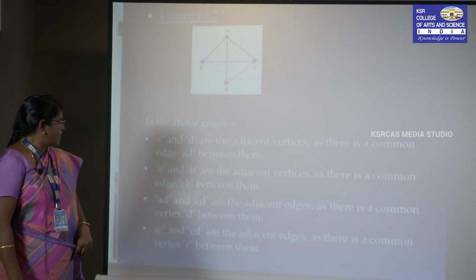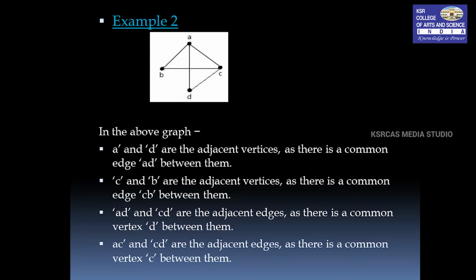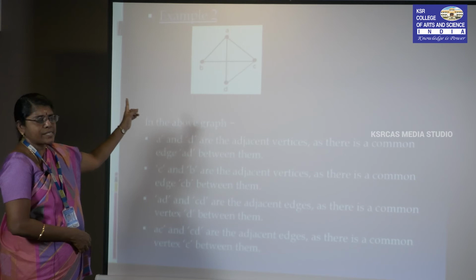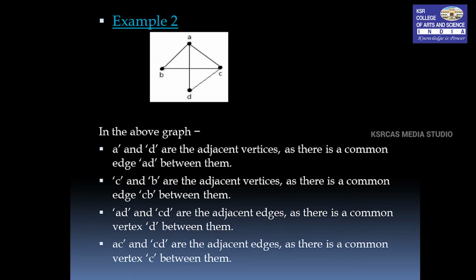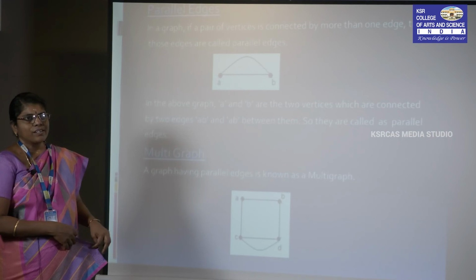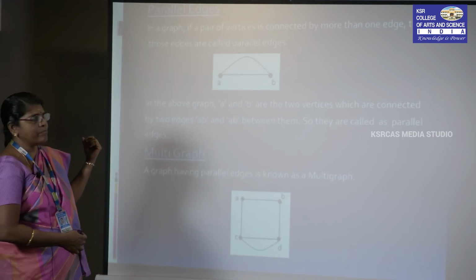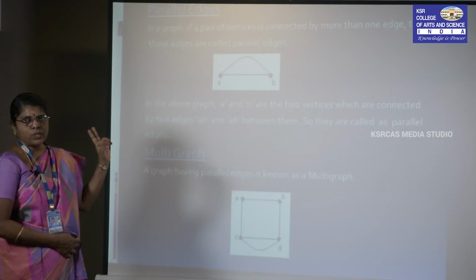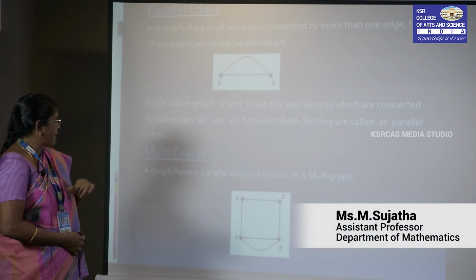In this graph, A and D are adjacent vertices as there is a common edge AD between A and D. C and B are adjacent vertices, but B and D are not adjacent because there is no edge between B and D. So B and D are non-adjacent vertices. Next, parallel edges. Parallel edges means the edges connecting between two common vertices are called parallel edges. In the above graph, A and B are two vertices, and A and B are connected by two edges. So this is called parallel edges.